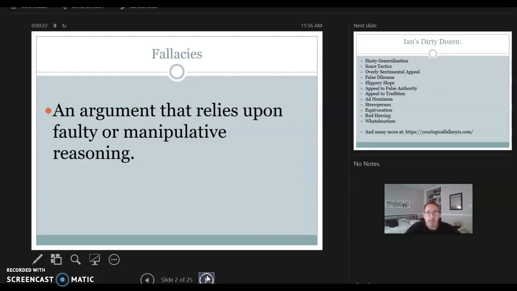So let's start by defining what a fallacy is. In brief, it's an argument that relies on faulty or manipulative reasoning. So pretty broad, and we're going to see a number of different ways this can work. It can work on a purely logical level or emotional level. It can work in a bunch of different ways. That's why I have this broad kind of definition.